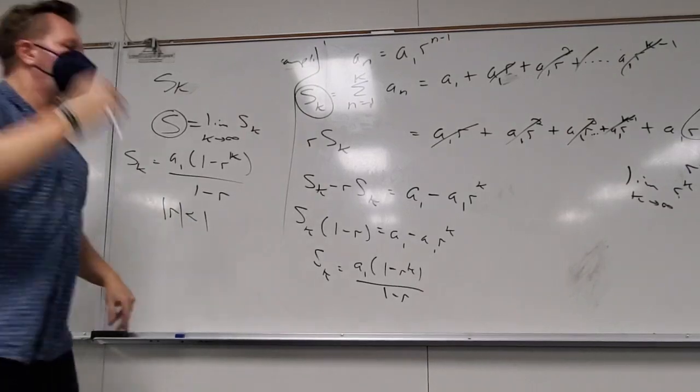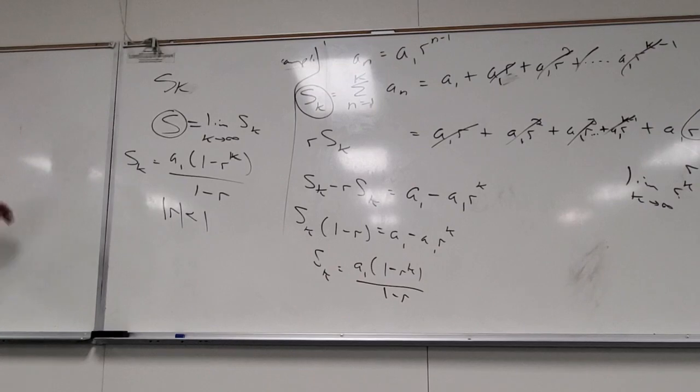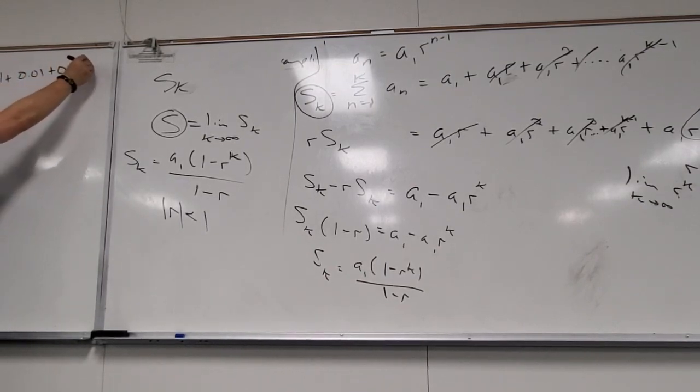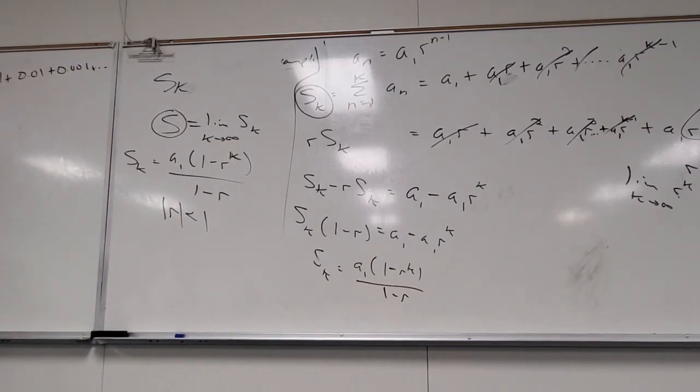In fact, that very first one we did, the 0.1 plus 0.01, is that a geometric series? You can do this, come on. Yes. What is that as a fraction? 1/10? What did you multiply by? What's 1/10 times what is 1/100? 1/10. Times 1/10 is 1/1,000th, right? So isn't this A1 equals 0.1 and R is 0.1? Yes? Now watch this.